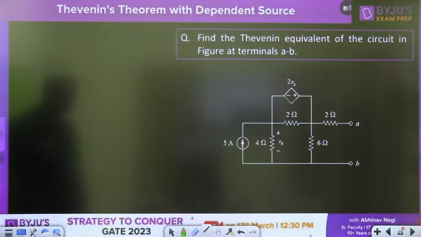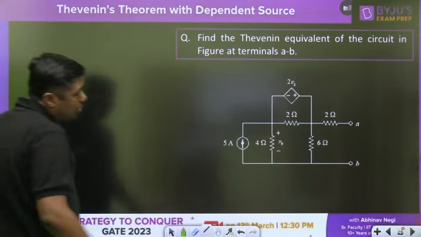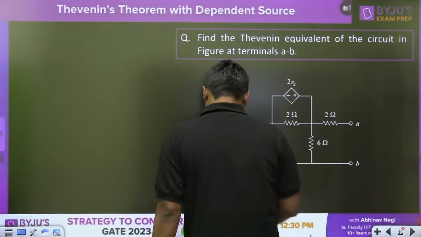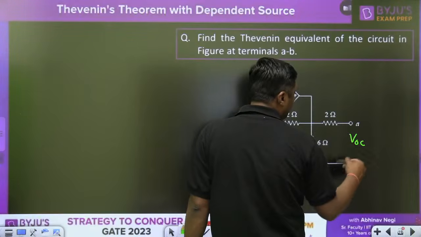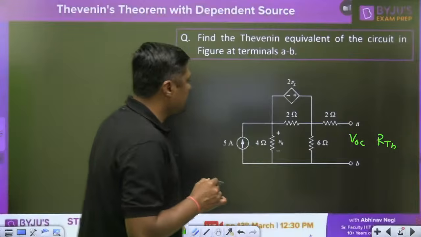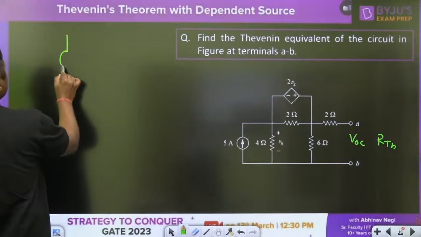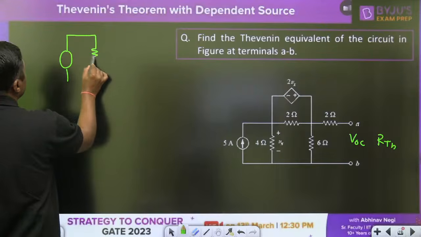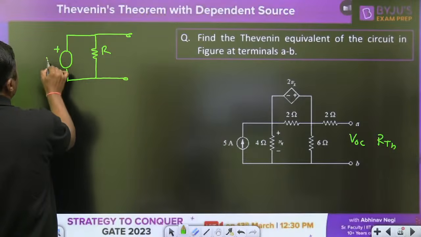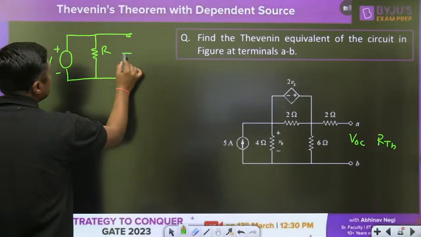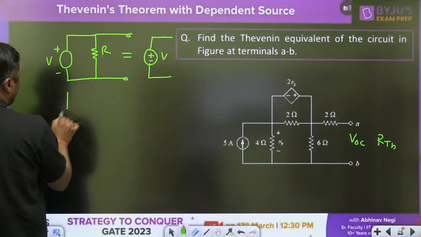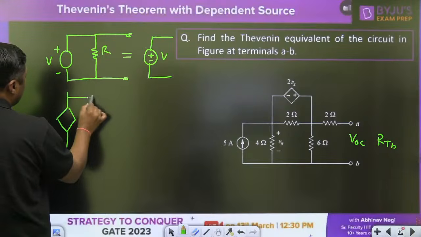Suppose we want to find the Thevenin's equivalent. One thing is important. We want VOC here, and we want RTH here. If we have a resistor parallel to a voltage source, whether it is dependent or independent, this is R, it is a voltage source, not a current source, V. Then it is equivalent to what voltage source? V.